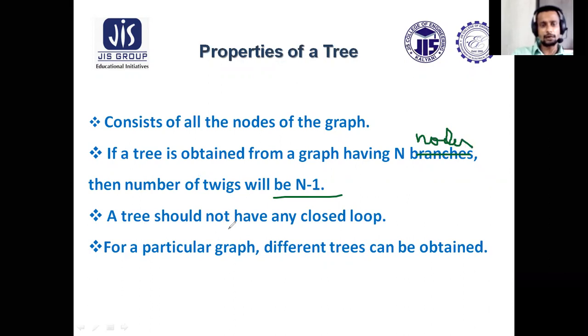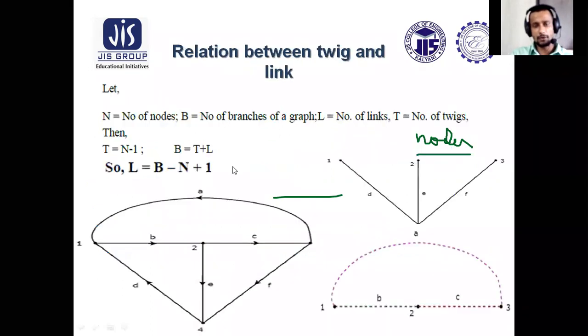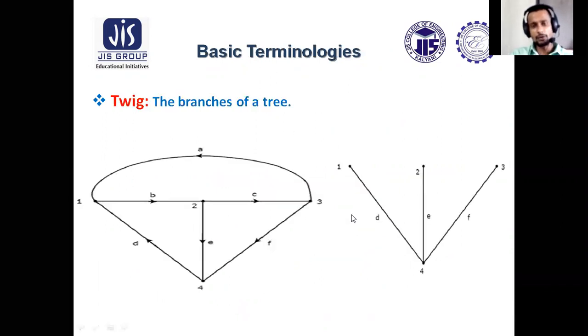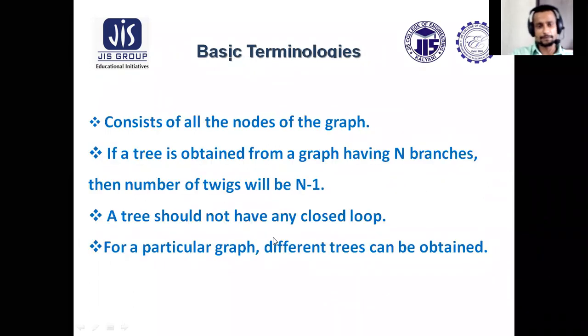A tree should not have any closed loop. See, in the last case, what have we seen? All these are trees. Now for all these trees, you cannot find any loop formed. So a tree should not contain any closed path or loop within it. And for a particular graph, different trees can be obtained. So these are the properties of a tree.